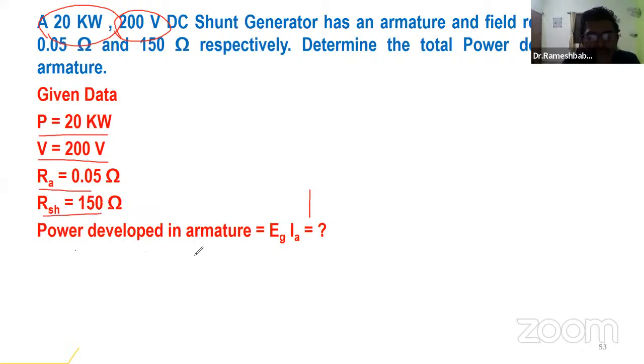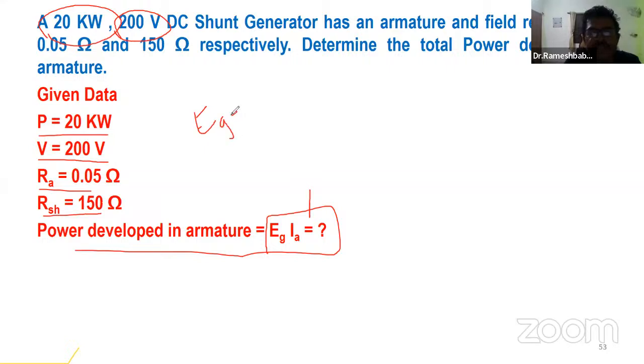The power developed in the armature, EG into IA, they are asking. So first you have to draw the shunt generator equivalent diagram and indicate the values. Next, you find out the other values. How to find out the IA value? How to find the EG value? What is the formula for EG for a shunt generator? Anybody can tell me, EG is equal to?